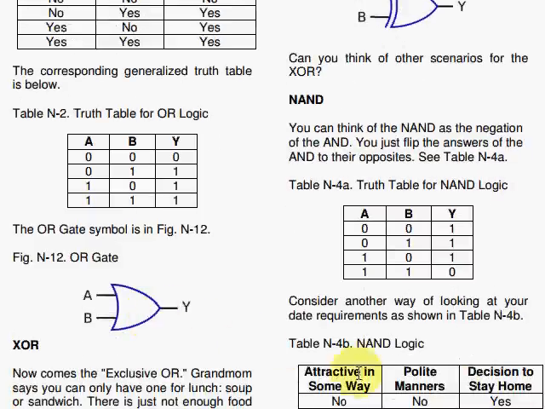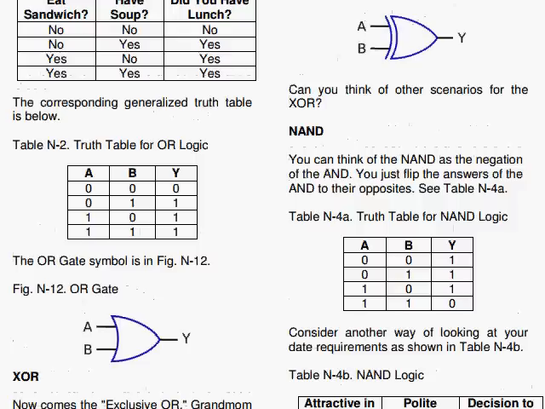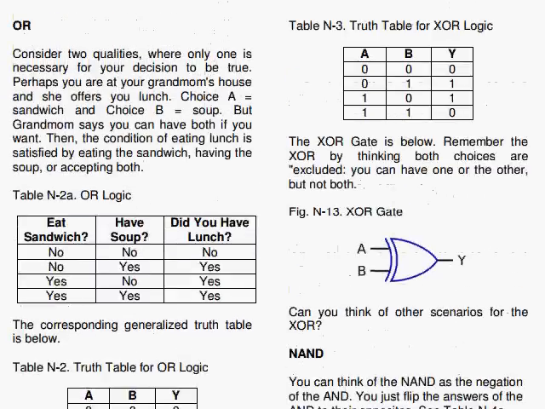And the next one is the exclusive OR, where Grandma says you can have one or the other, but not both. So in that case, we have to exclude pigging out with both the sandwich and the soup. You can only have one. There's not enough to go around. So it's 0, 1, 1, 0, and this is the exclusive OR gate. You have to memorize these symbols just like you memorize words in studying a foreign language.